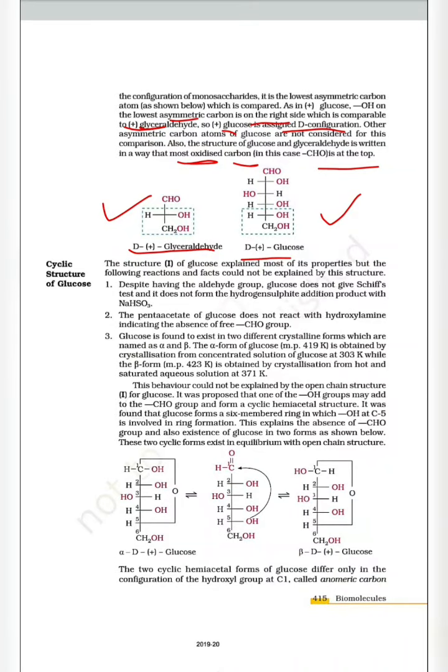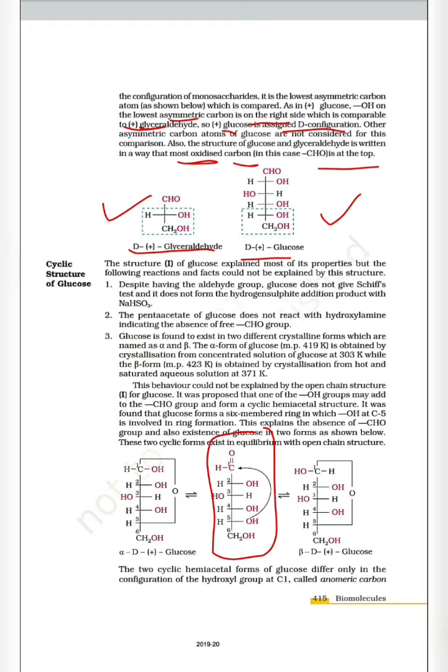Hello students. Today's topic is cyclic structure of glucose. The first structure of glucose explains most of its properties, but the following reactions and facts could not be explained by this structure. So the first structure that we have already seen here. Now let's study the cyclic structure in detail.